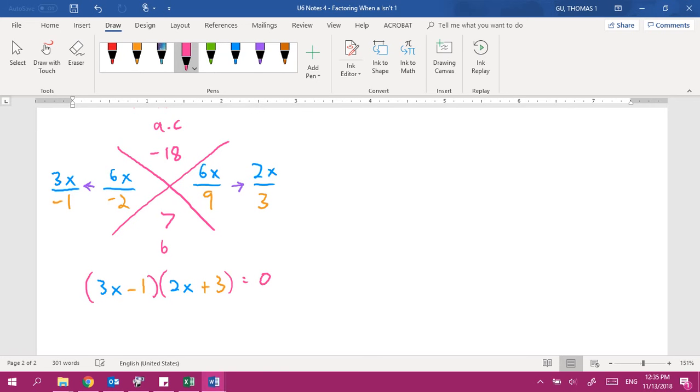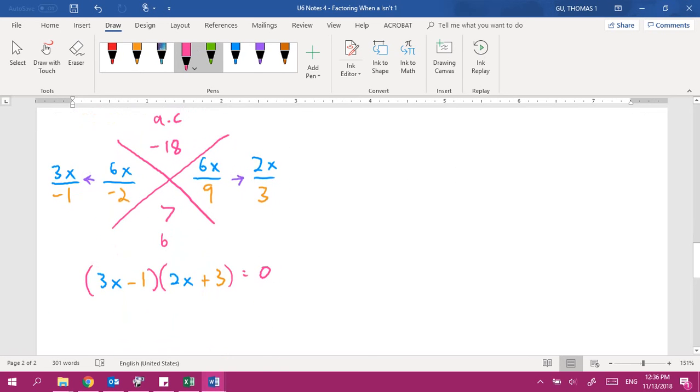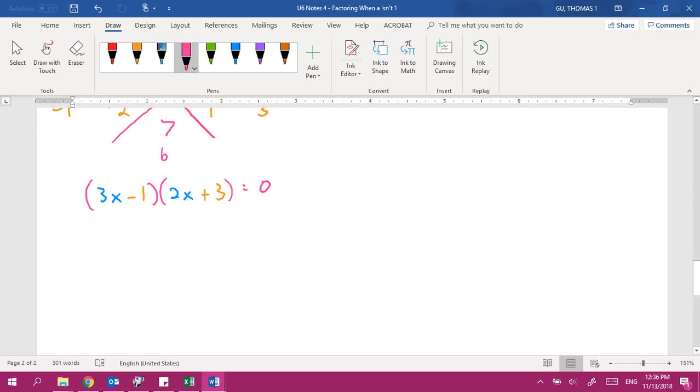Now remember, the original question said to factor and solve. So how do I solve? 3x minus 1 equals 0. 2x plus 3 equals 0. That's right. So you set your factors equal to 0. Okay, so now let's solve this one.